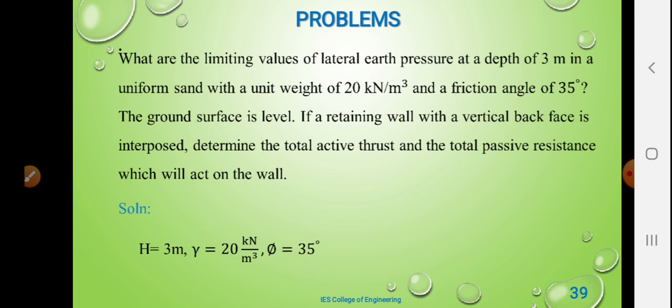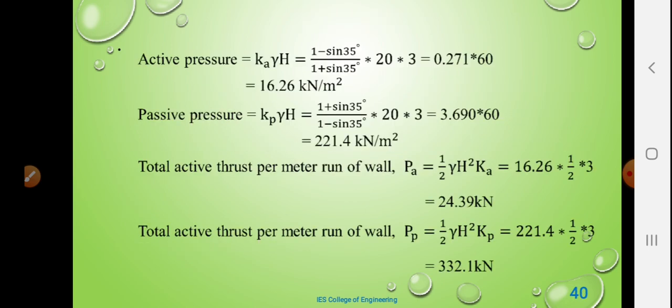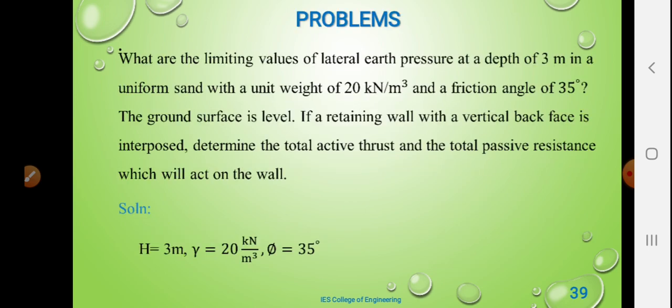Problems. What are the limiting values of lateral earth pressure at a depth of 3 meter in a uniform sand with a unit weight of 20 kN per meter cube and a friction angle of 35 degree? The ground surface is level. If a retaining wall with a vertical back face is interposed, determine the total active thrust and the total passive resistance which will act on the wall.